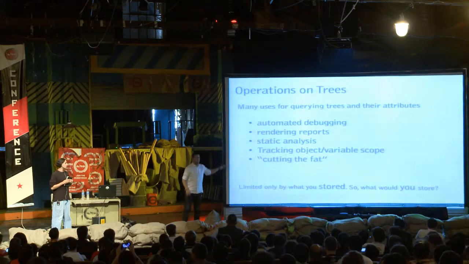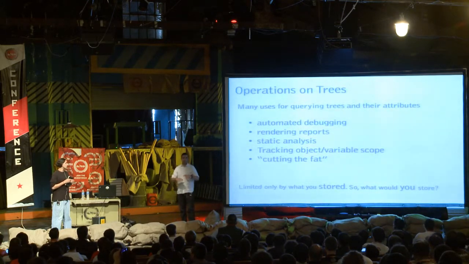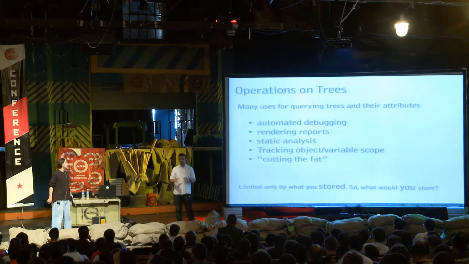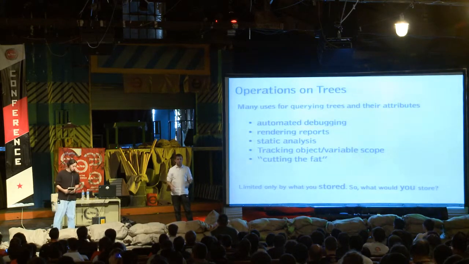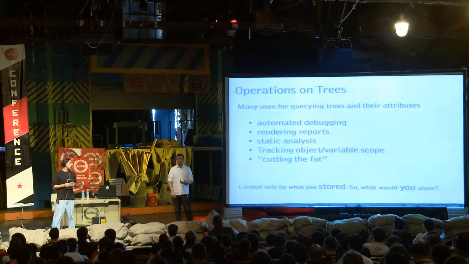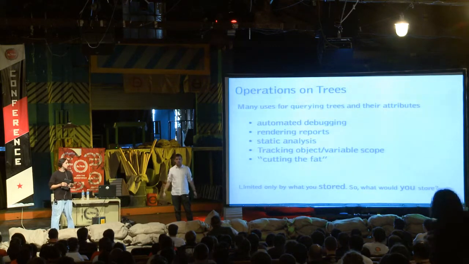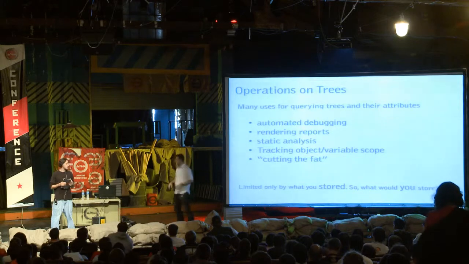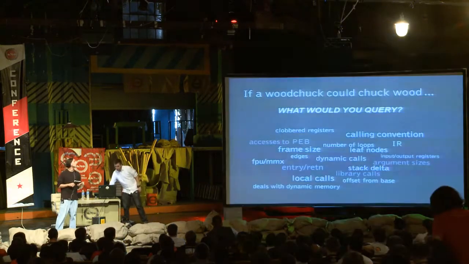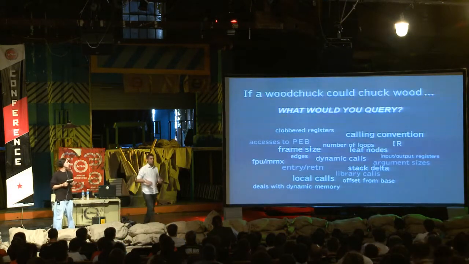You can do things like what we call cutting the fat. By cutting the fat, I mean say you're reverse engineering a program that has a graphical user interface. Do I care about window messages? Do I care about GUI code? No. Slice all that out. You have a big graph, cut off all the pieces you don't care about, and just look at the parts you do.